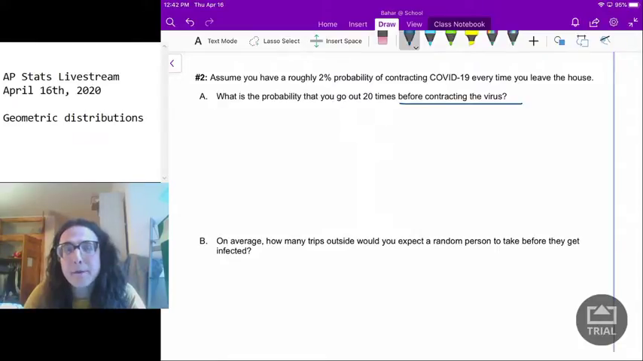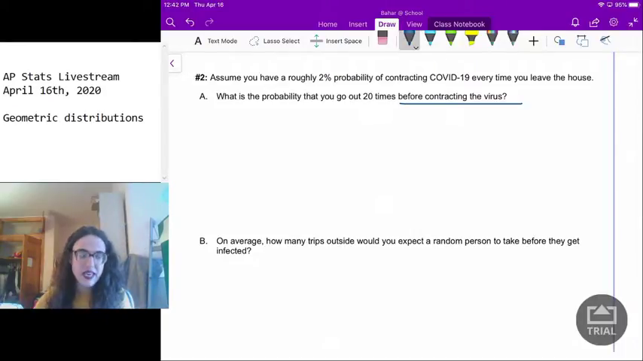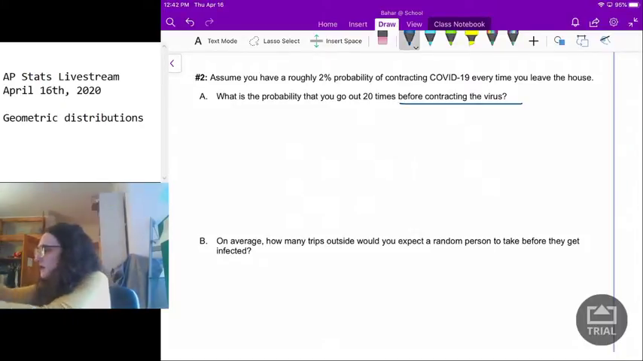But in this case, we're assuming that I go out 20 times and then I catch the virus. So on the 20th time, that's when I catch it. So basically we're thinking here of 19 successes and 1 failure. So that's basically the kind of situation that we're going to be taking a look at here.